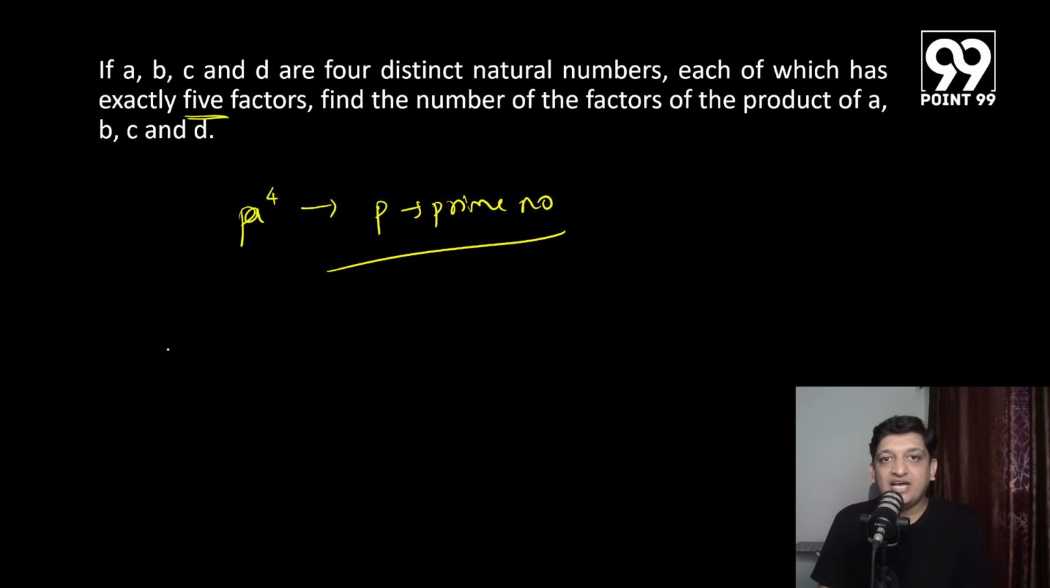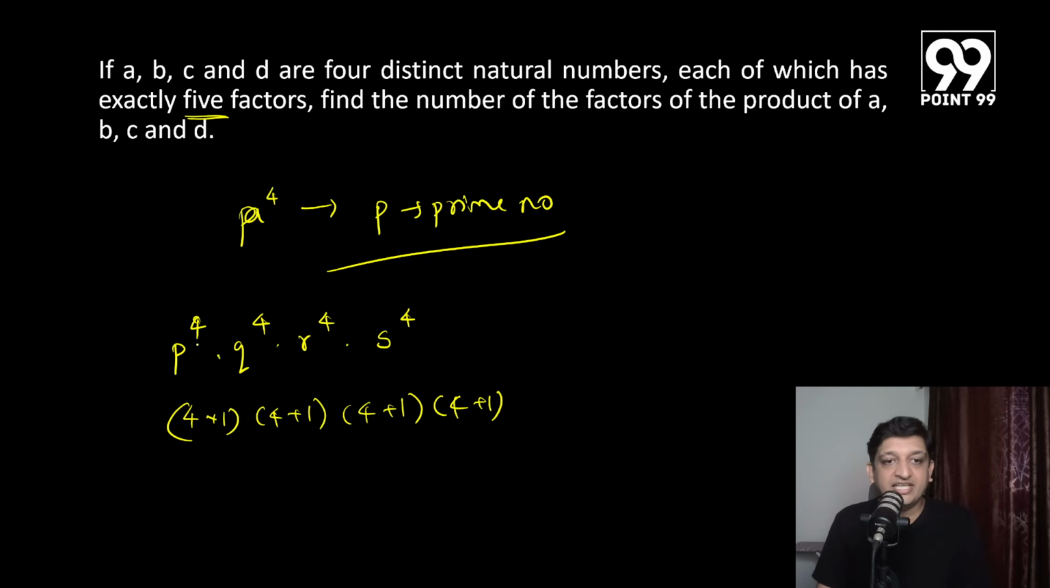So if A, B, C, D are 4 distinct natural numbers, let's say A is in the form of P raised to 4, B is in the form of Q raised to 4, C is in the form of R raised to 4, and D is in the form of S raised to 4, where P, Q, R, S are all distinct primes. Then how many factors will be there? 4 plus 1 multiplied by 4 plus 1 multiplied by 4 plus 1 multiplied by 4 plus 1. So we take the power plus 1. That is the shortcut. So 5 into 5 into 5 into 5, you will get 25 into 25 or 625 such factors that you will get of the product of A, B, C and D. Let's look at the next question now.